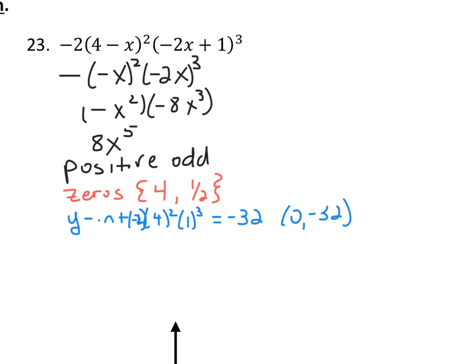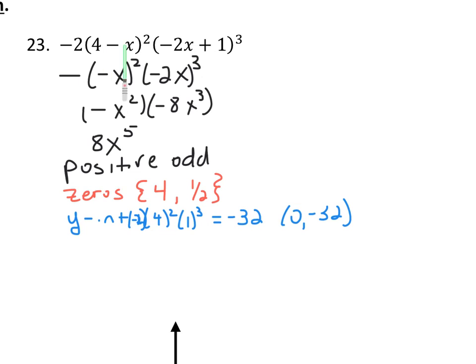All right, so then the zeros, I just set each one of these factors equal to 0, and I got that I have a 4 as one of my zeros and a 1/2. Remember that these are multiplicities, so there's actually two zeros at 4, and there's 3 zeros at 1/2. So when you get ready to graph, you need to remember that this has a multiplicity of 2 and this has a multiplicity of 3.